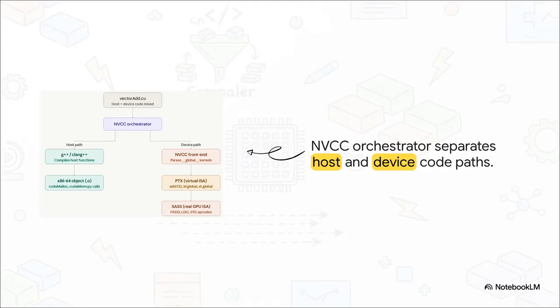Picture the NVCC compiler as a master traffic cop. You hand it your .cu file, which is just a big mix of everything, right? NVCC looks at it, grabs the standard host code, and routes it to the left, straight over to your regular C++ compiler to become an x86 object file. But those special device instructions, it routes those down the GPU pipeline on the right, translates them into that virtual PTX, and eventually locks them into the actual GPU instruction set architecture, the SASS.